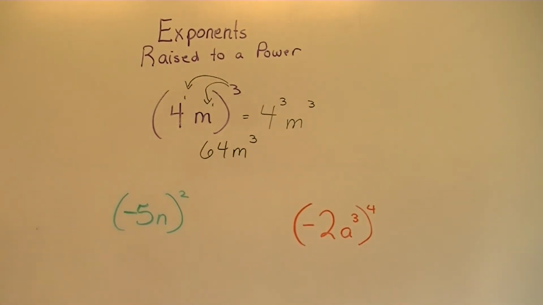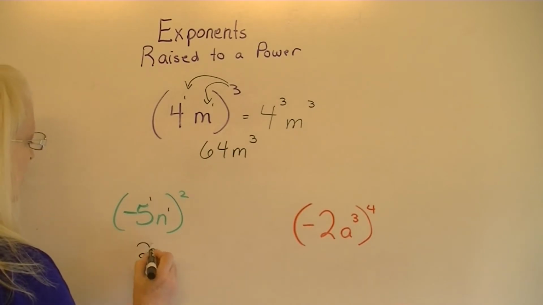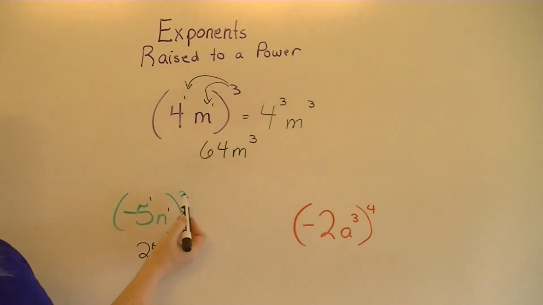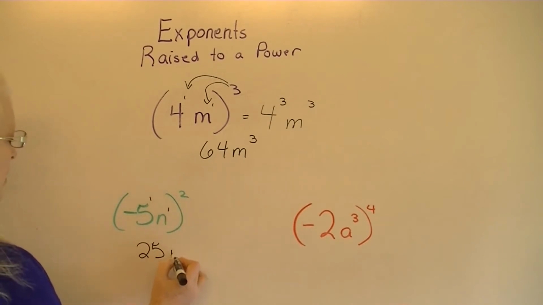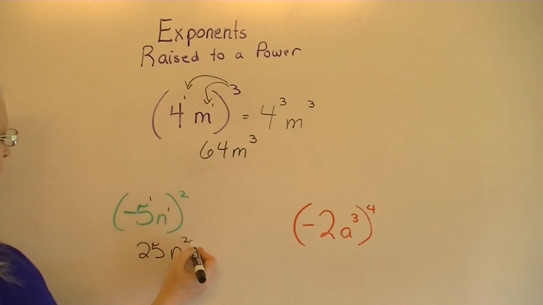Let's look at this one. Again, we're going to multiply the exponents, and these exponents are understood to be to the first power. And so I'm going to have a negative 5 squared. Well, that means negative 5 times negative 5, which is going to give me positive 25. And then I'm going to apply my 2 to my n, so I'm going to multiply the exponents. 1 times 2 is 2. And that's the answer, 25n squared.